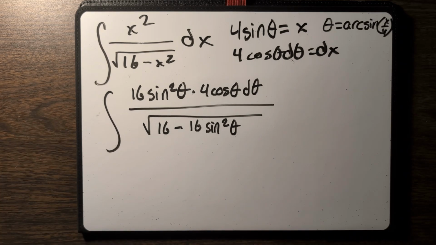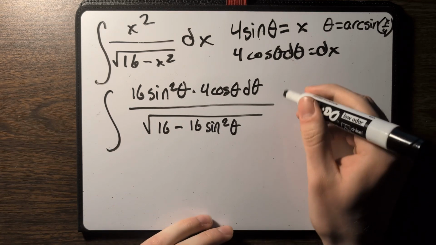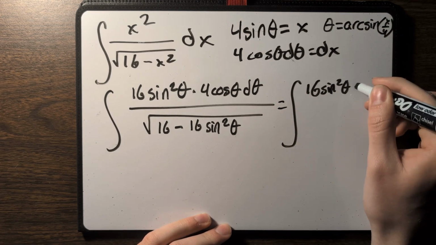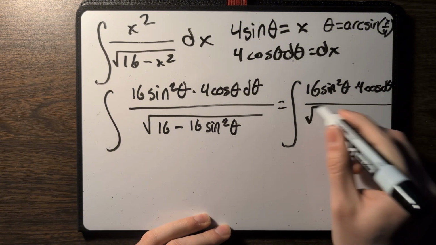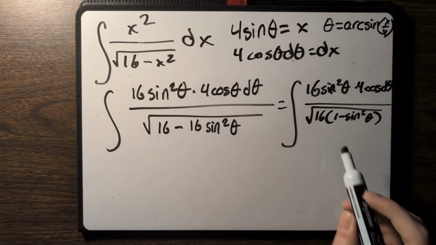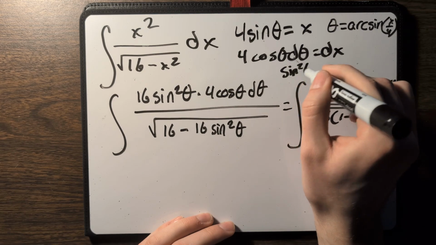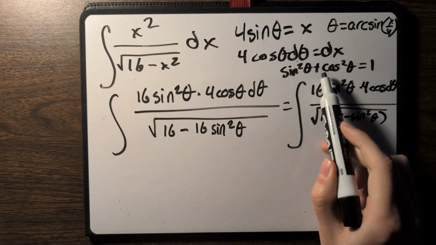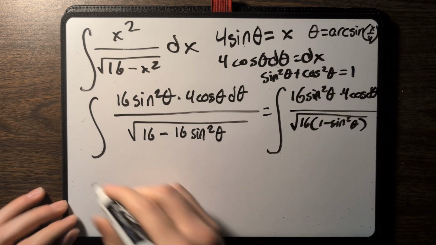Now to simplify this, we can pull a 16 out of both of these. I'll rewrite the top. We're left with 16 times 1 minus sine squared theta. Well, 1 minus sine squared theta, according to sine squared theta plus cosine squared theta equals 1, if we move the sine squared over to the other side, what we're left with is cosine squared theta.